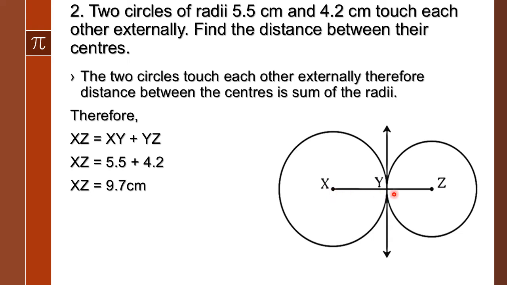Now here the distance between the centers is XZ, and it will be equal to XY plus YZ, that means radius 1 plus radius 2. So here the radii are getting added. When the circles touch externally, the radii will get added. When the circles touch internally, the radii will get subtracted, whenever you want to find the distance between the centers. So in this case, since the circles touch externally, the distance between the centers is the sum of the radii. That means XZ is XY plus YZ, 5.5 plus 4.2. So XZ is 9.7 centimeters. So that is the distance between their centers.